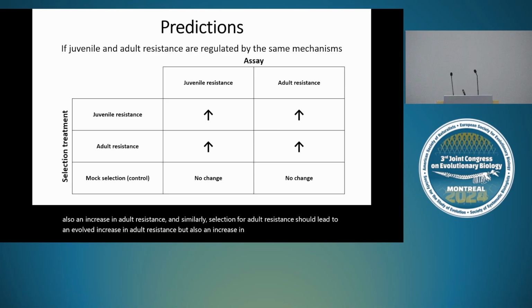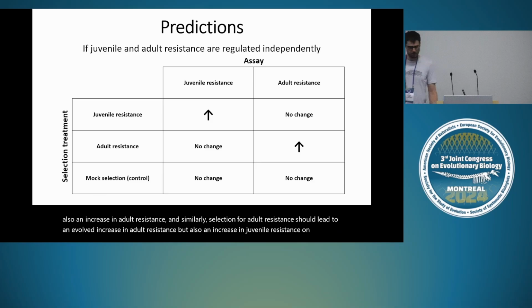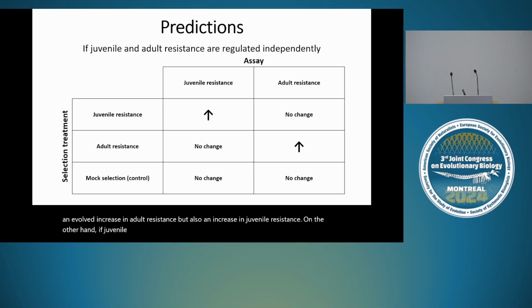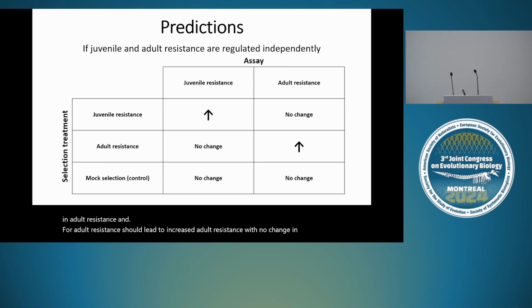juvenile resistance. On the other hand, if juvenile resistance and adult resistance are regulated independently, then selection for juvenile resistance should lead to increases in juvenile resistance with no change in adult resistance, and selection for adult resistance should lead to increased adult resistance with no change in juvenile resistance.